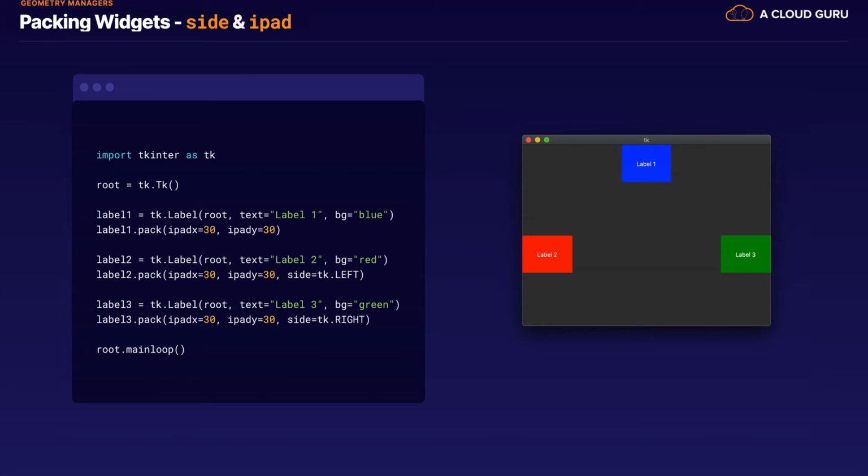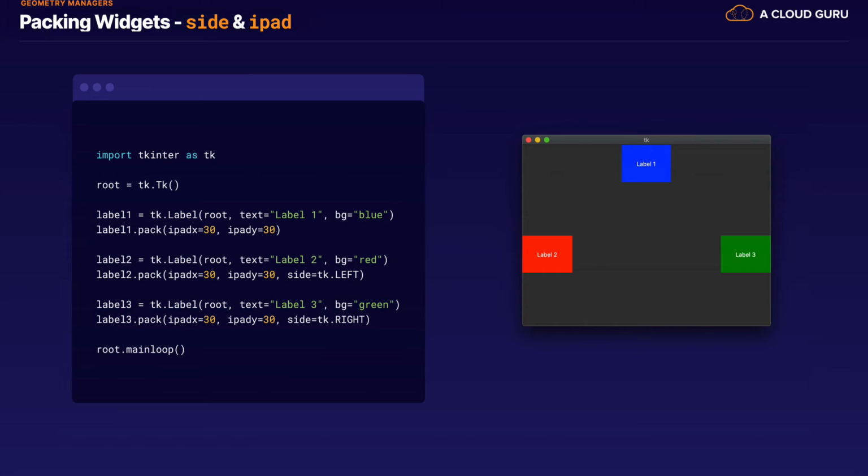So you can see for each of the labels that we have here, we've added some internal padding of 30 pixels. That's why it's a lot bigger. And then for each of them, we picked a different place to actually go to for the side. So the first one, we just use the default, which is going to pack it to the top. Label 2, we put to the left, and you can use the string left, or you can use the constants that are part of the tkinter module. I tend to use the constant, so I will do something like tk dot all caps LEFT. And then for the third one, we put it to the right.